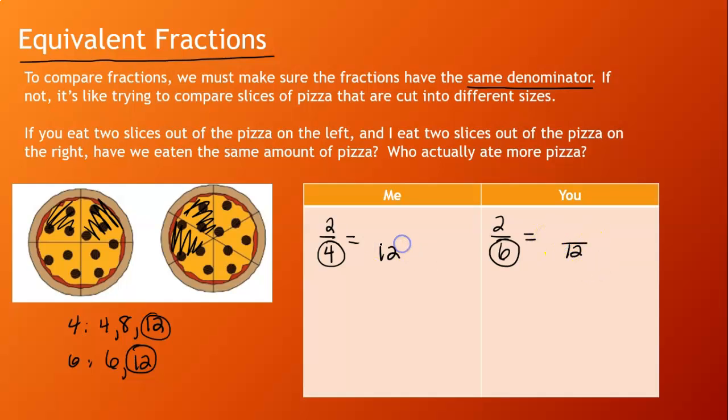Notice 6 times 4 does not make 12. Well, 4 times 3 is 12, so I need to do the same thing to the top. 2 times 3 is 6. 6 times 2 is 12, so I need to do the same thing to the top. 2 times 2 is 4. So even though you and I ate the same number of slices, if these were cut into the same sizes, I would have eaten 6/12 of a pizza, while you would have only eaten 4/12, so I ate more pizza.